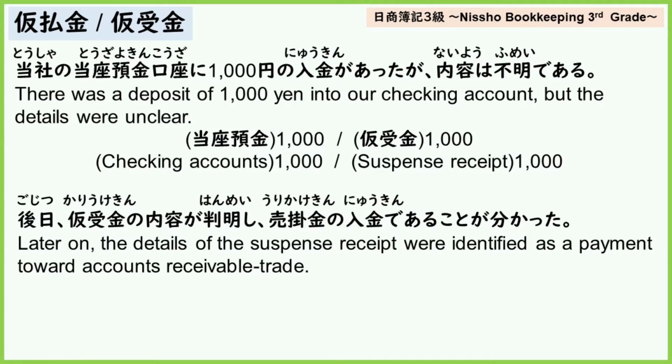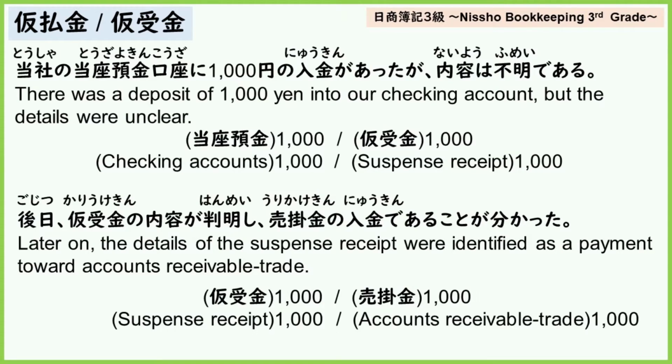Later on, the details of the suspense receipt were identified as a payment toward accounts receivable trade. The journal entry is debit, suspense receipt. Credit, accounts receivable trade 1,000. The account for suspense receipt is nullified. Since the cause has been identified, accounts receivable trade, which is an asset, will be written off on the credit side.